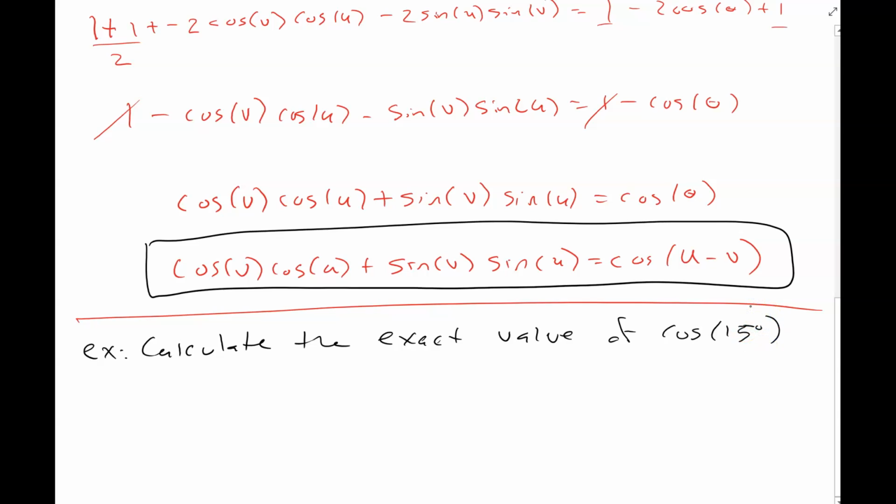I can ask you to do something like calculate the exact value of cosine of 15 degrees. If I'm asking for an exact value, this is a point where you could start taking notes again. We're done with the derivation. So I would include this box that we made here. That's the identity that we just derived. We're going to use that identity now to answer this question, to calculate the exact value of cosine of 15 degrees.